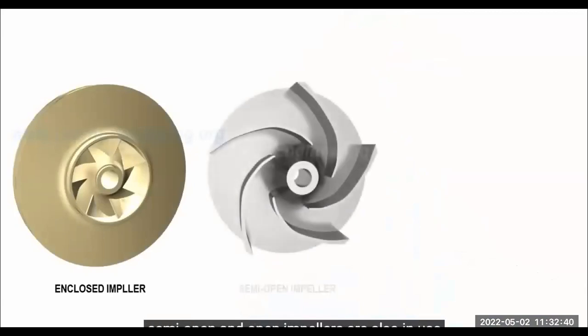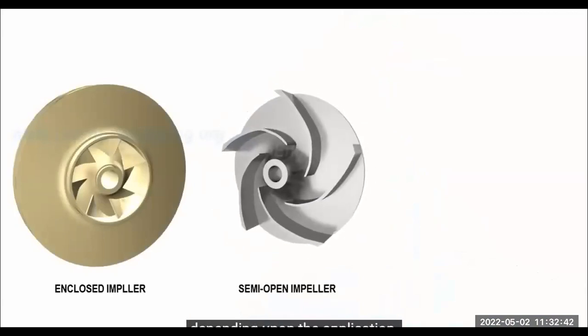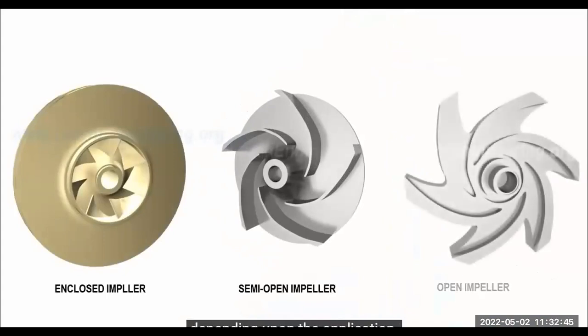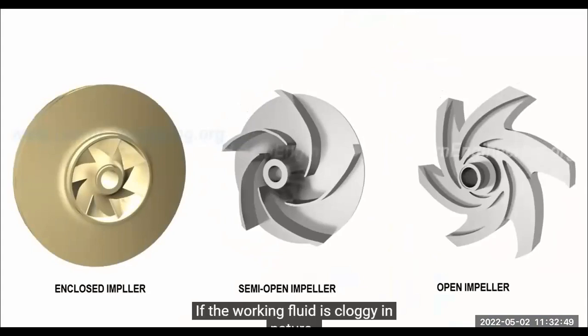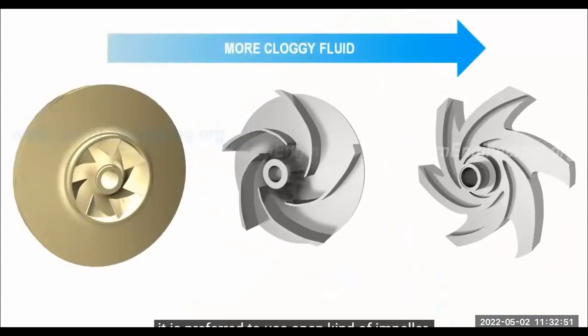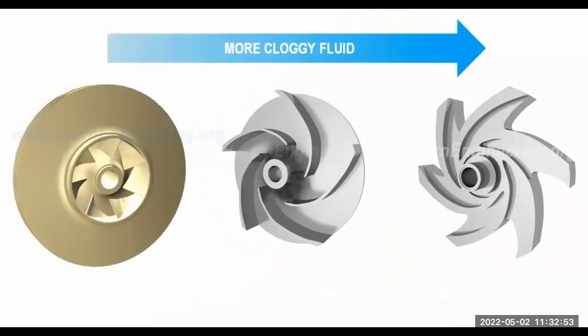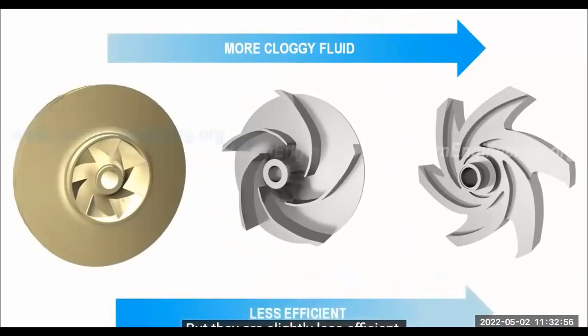Current impeller type is enclosed. Semi-open and open impellers are also in use depending upon application. If the working fluid is cloggy in nature, it is preferred to use open kind of impeller, but they are slightly less efficient.